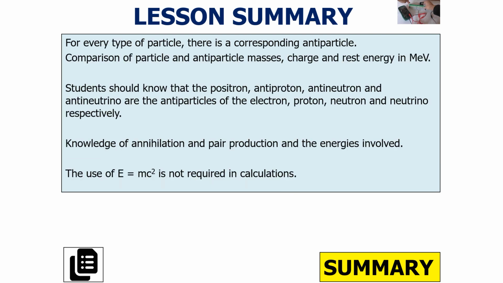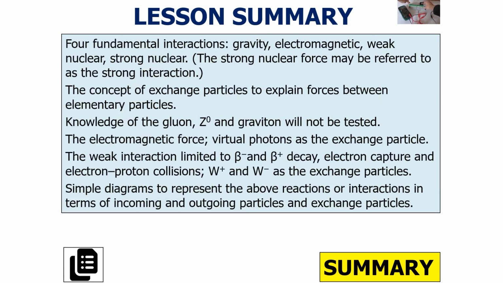We've looked at that for each type of particle there's a corresponding antiparticle. We've compared particle and antiparticle masses, charge and rest mass. We showed that there's a positron, antiproton, antineutron and antineutrinos as antiparticles. We have knowledge of annihilation and pair production and the energies involved. We know that there are 4 fundamental interactions: gravity, electromagnetic, weak and strong nuclear. There's the concept of the exchange particles; knowledge of the gluon, the Z and the graviton won't actually be needed for this particular specification.